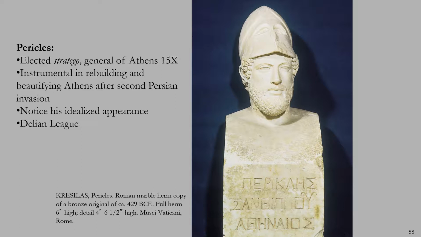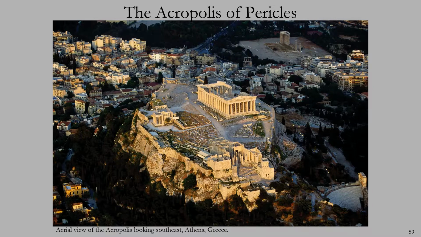Notice Pericles' ideal, perfect appearance in this sculpture. But also, the Greeks formed something called the Delian League, named after the Greek city-state of Delos, where this league would convene. Pericles probably took money from this league to invest in the reconstruction of Athens. So that Greek morality looks great on paper, but not necessarily great in practice. Welcome to politics, my friends.